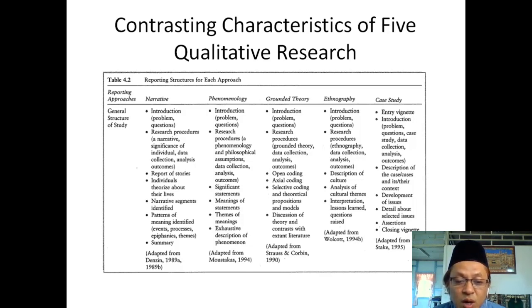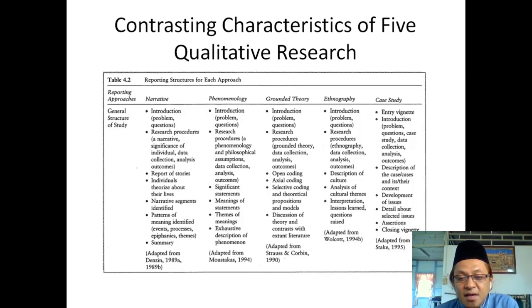Creswell had shared is based on the work of Moustakas, 1994. Okay, you can see the word there, significant statement, because the phenomenology comes from the word phenomenon. So there must be a very impactful phenomenon or something that is very significant. That's why we have to have significant statements that actually relate to that phenomenon.